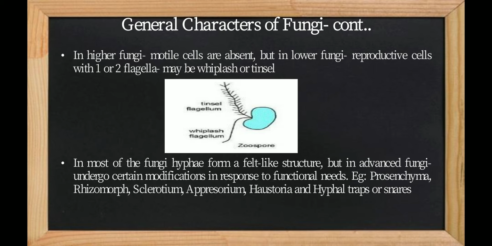In most of the fungal hyphae, it forms a felt-like structure, and in advanced fungi, you see certain modifications to undergo certain functions, and they form certain specialized structures which we call tissues. So there are different types of tissues, namely the Prosenchyma, Plectenchyma, Rhizomorph, Sclerotium, Appressorium, Haustoria, hyphal traps, etc.